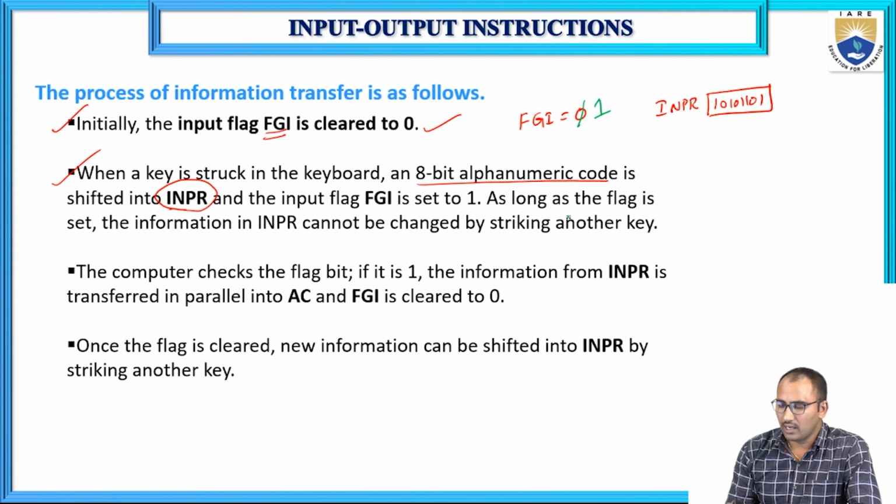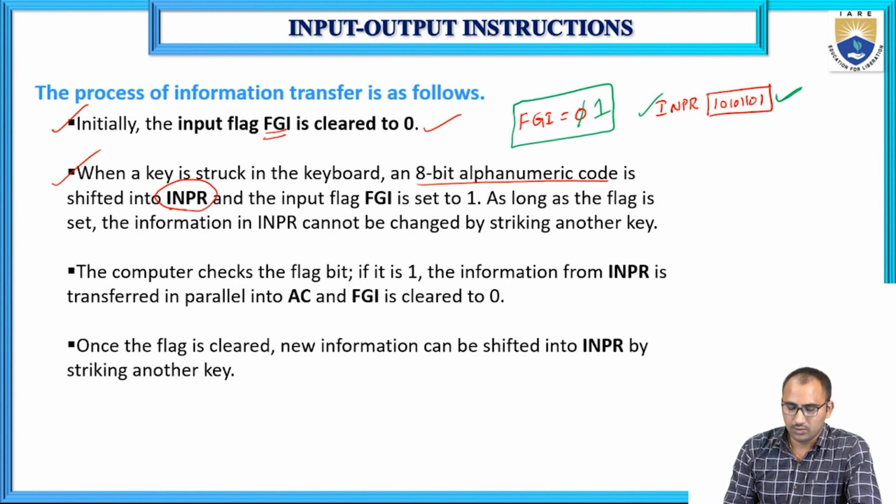As long as the flag is set, as long as FGI is equal to 1, the information in INPR cannot be changed by striking another key. Until the data available in the input register is accepted by the accumulator of the computer, no other 8-bit alphanumeric code is accepted by the INPR, the input register. The input register can accept one more 8-bit alphanumeric code only if the already existing data in the INPR is accepted by the accumulator.